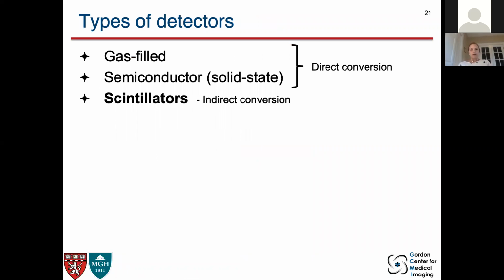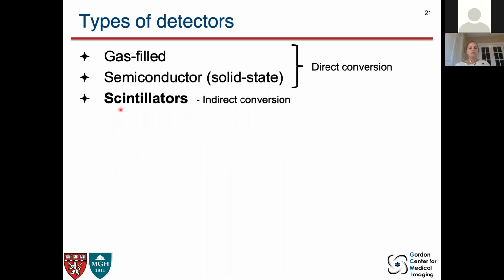So now I will talk about three different types of detectors that are used for photon detection. We have gas filled detectors, semiconductor detectors, and scintillators. The first two are directly converting the radiation energy to charge. This means that we are directly measuring the ionization and excitation that we produce in the detector material.